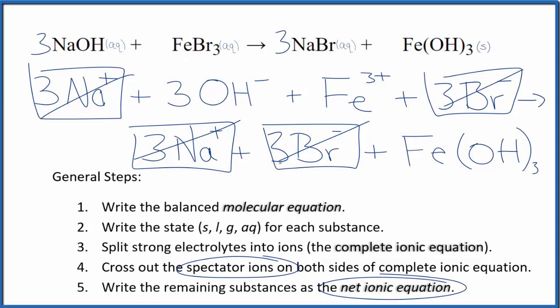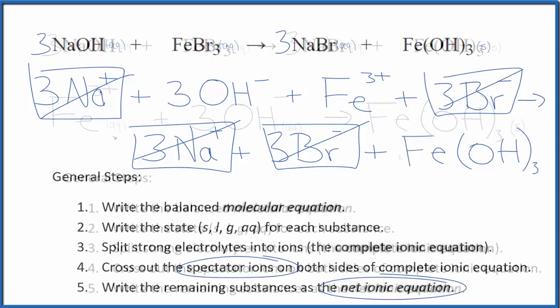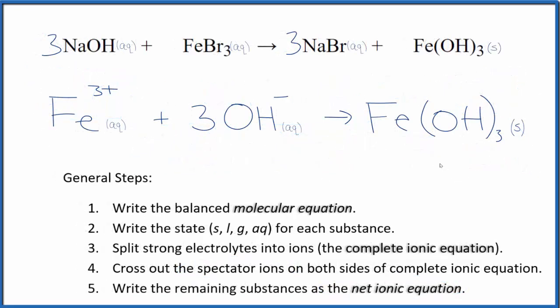I'll clean this up, write the states. We'll have our net ionic equation. So this is the net ionic equation for sodium hydroxide and iron(III) bromide.